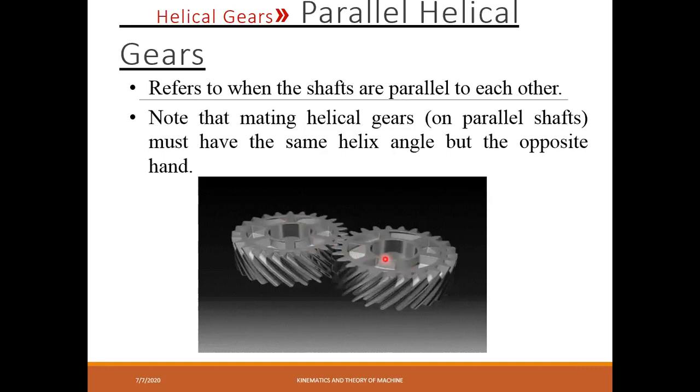It means the two gear wheels are not going to be parallel if the helix angles of the teeth are different, right? So if we have parallel gear wheels or parallel shafts, then the helix angle of the gears used must be the same but opposite in hand.